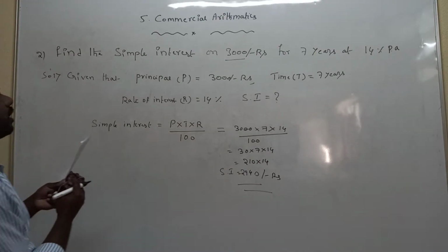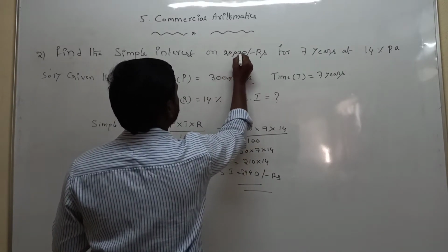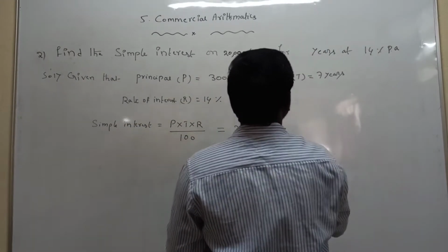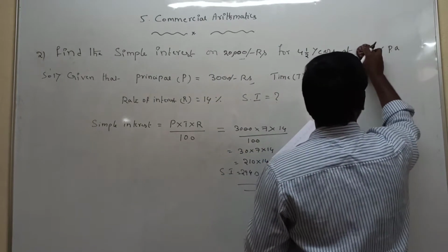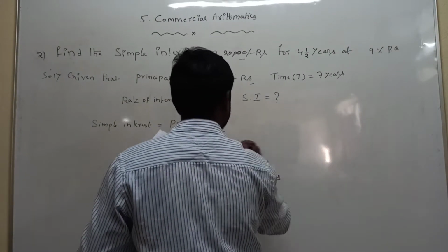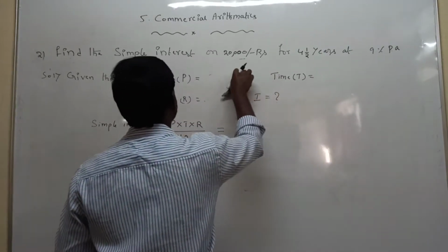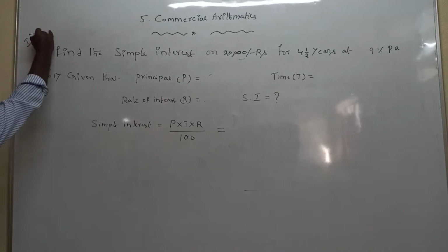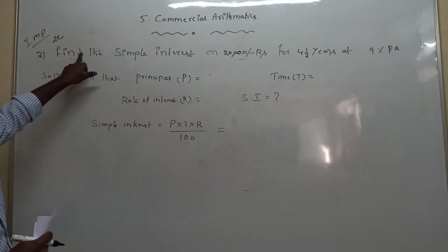Find the simple interest on 20,000 for 4.5 years at 9% per annum. See the sense? This one is also very, very important. It is a 2 marks question. In the second question also they are asking to find the simple interest.